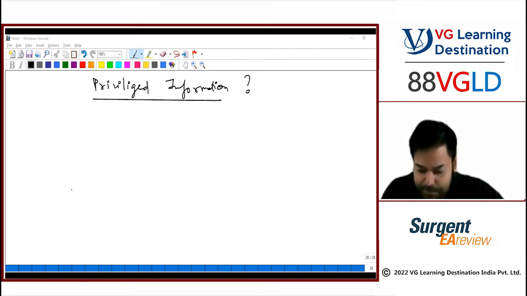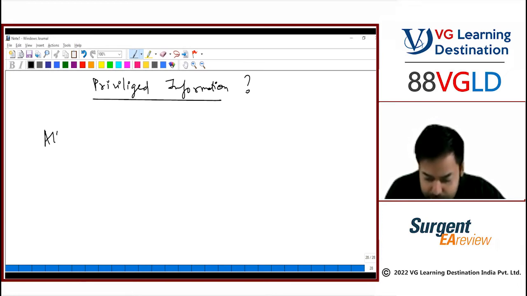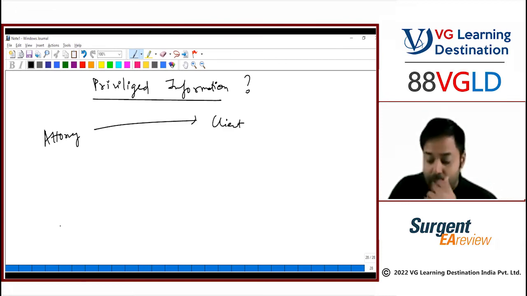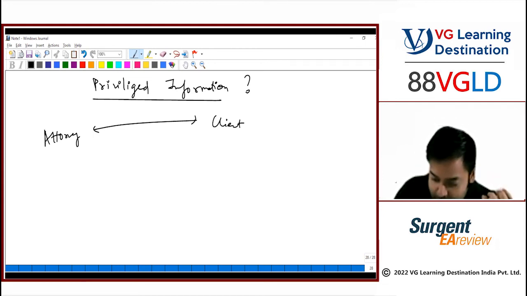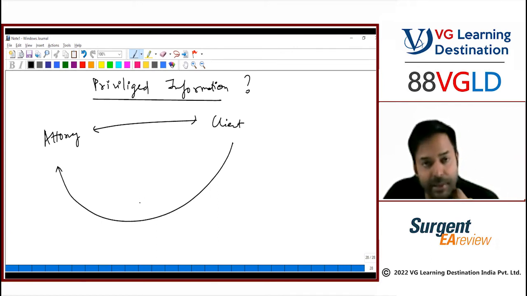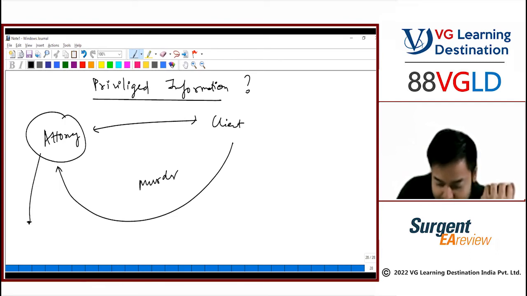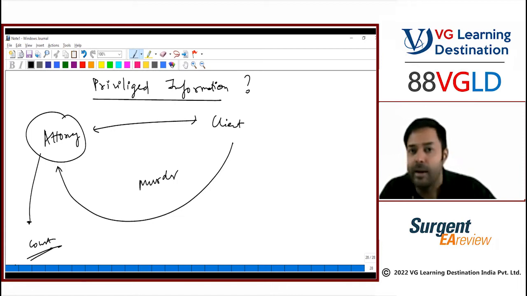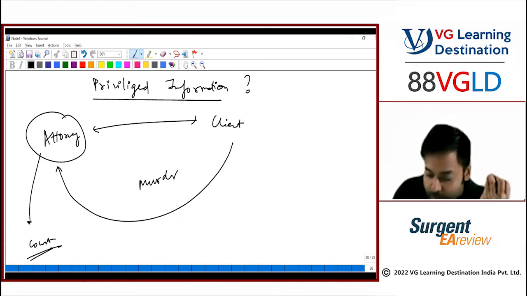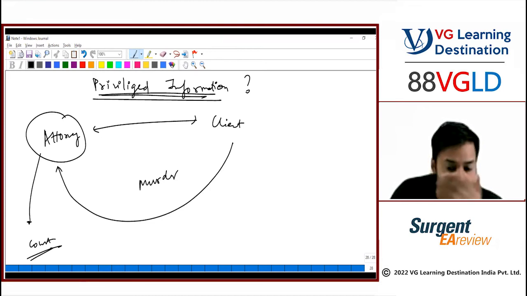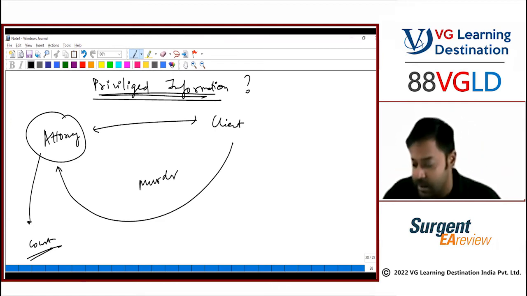For example, let's say an attorney and the client. That's called privileged communication. If the client tells the attorney that yes, actually I have committed the murder, the attorney is not going to go to court and say the client has told me that he has murdered, please go and hang him. No, that's privileged conversation. That's the basic meaning of privileged communication, privileged information: you're not going to share that information with anyone else.